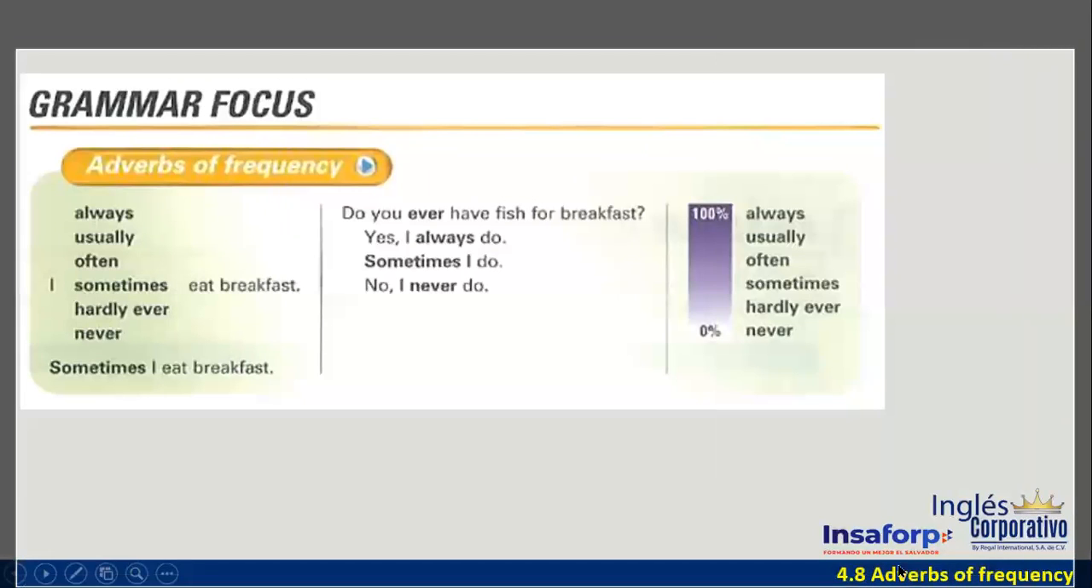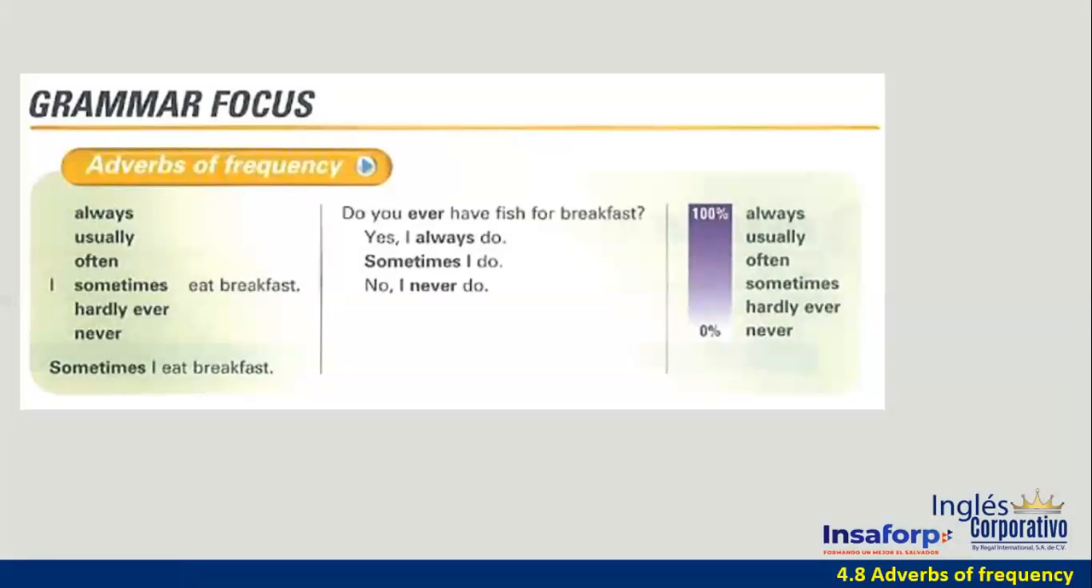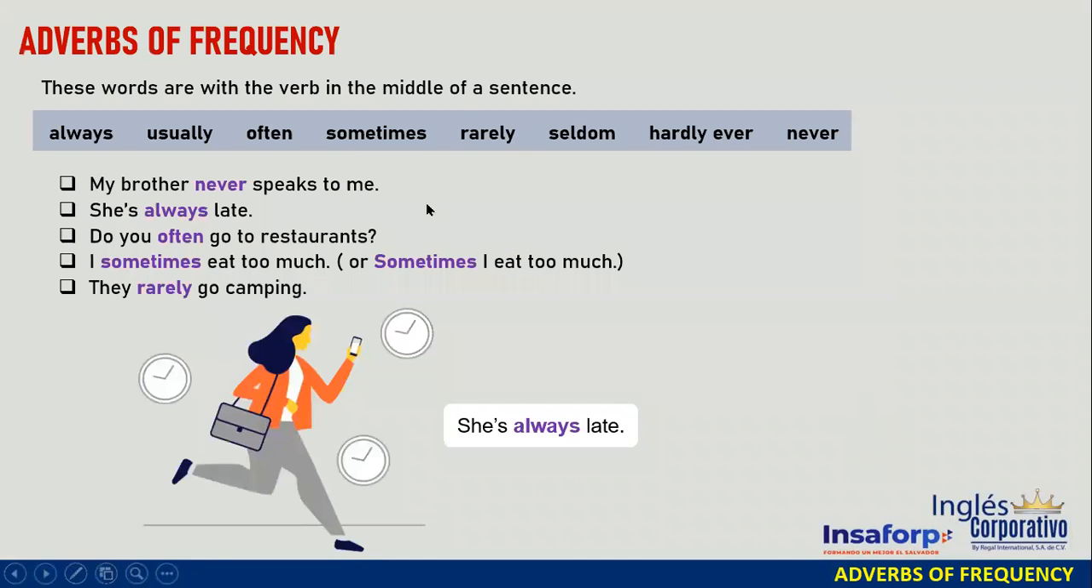Vamos a ponerle este acá en el chat. Ahí está. Okay. Entonces, adverbs of frequency. These words are with the verb in the middle of a sentence. ¿Verdad? Tenemos acá always, usually, often, sometimes, rarely, seldom, hardly ever, and never. ¿Preguntas, chicos, acerca del significado de alguno de ellos?